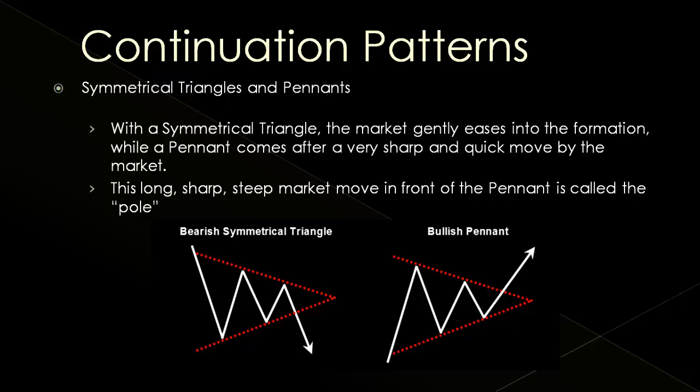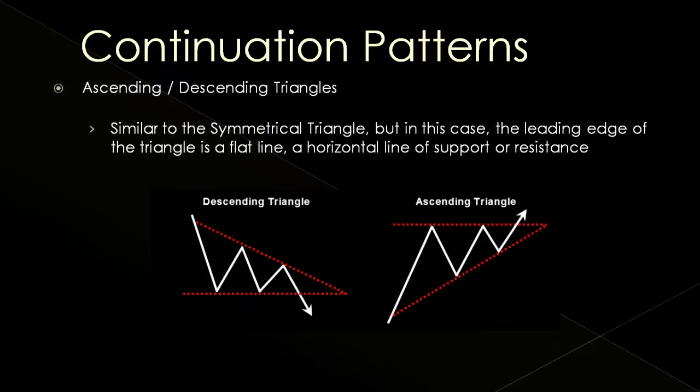Let's take a look at another continuation pattern. The next pattern we'll look at is the ascending and descending triangles. They're similar to symmetrical triangles, but in this case, the leading edge of the triangle is a flat line, or a horizontal line of support or resistance. If you look at the images on the screen, on the left-hand side, we have a descending triangle, and on the right, we have an ascending triangle.